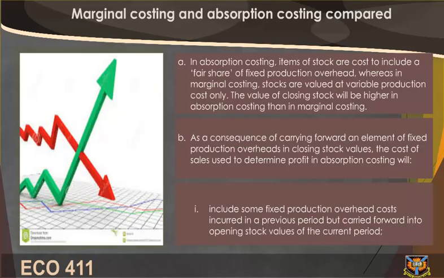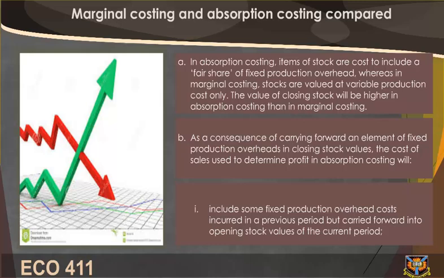Marginal costing and absorption costing compared. A. In absorption costing, items of stock are costed to include a fair share of fixed production overhead, whereas in marginal costing, stocks are valued at variable production cost only. The value of closing stock will be higher in absorption costing than in marginal costing.